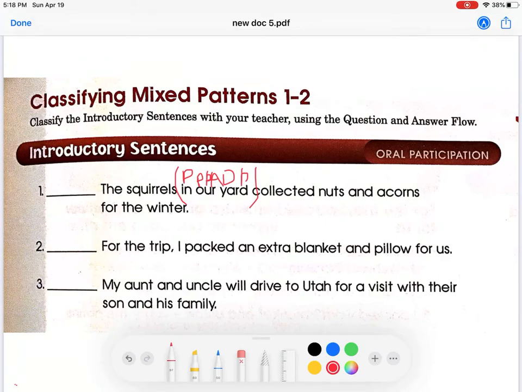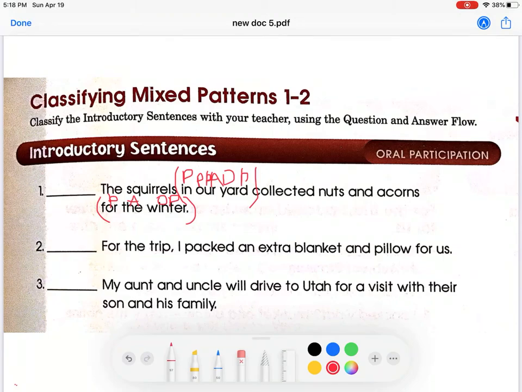Then another prepositional phrase I see is for the winter, because for is a preposition. So for what? For the winter. Make sure you add your parentheses. And then the is an article adjective. I think that's it.